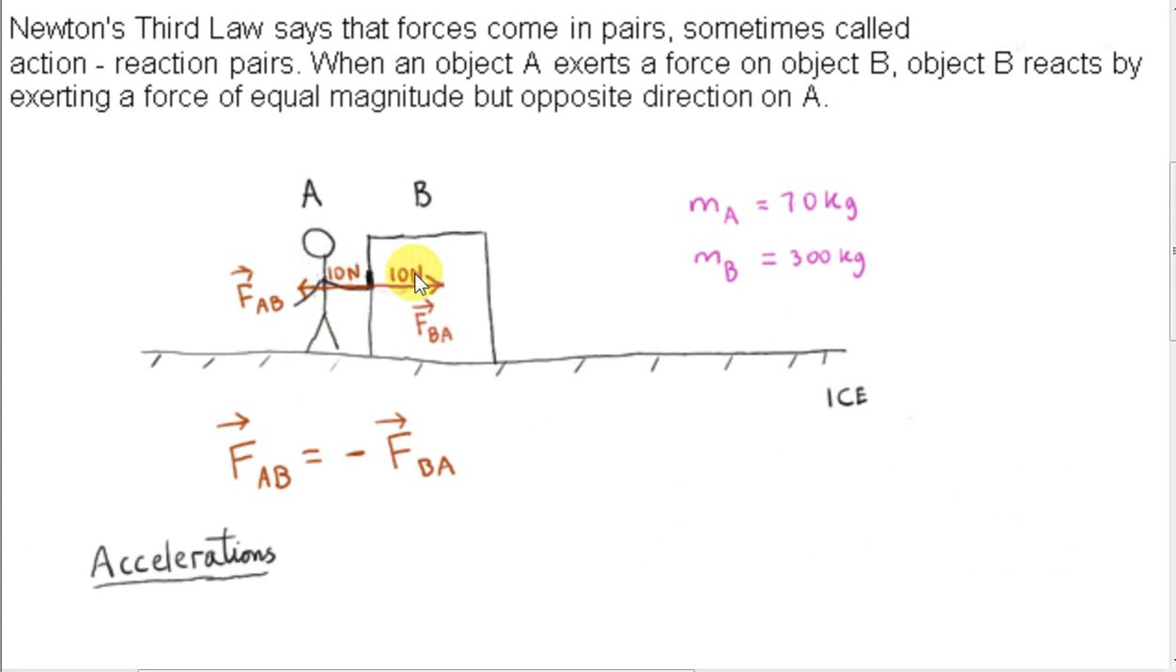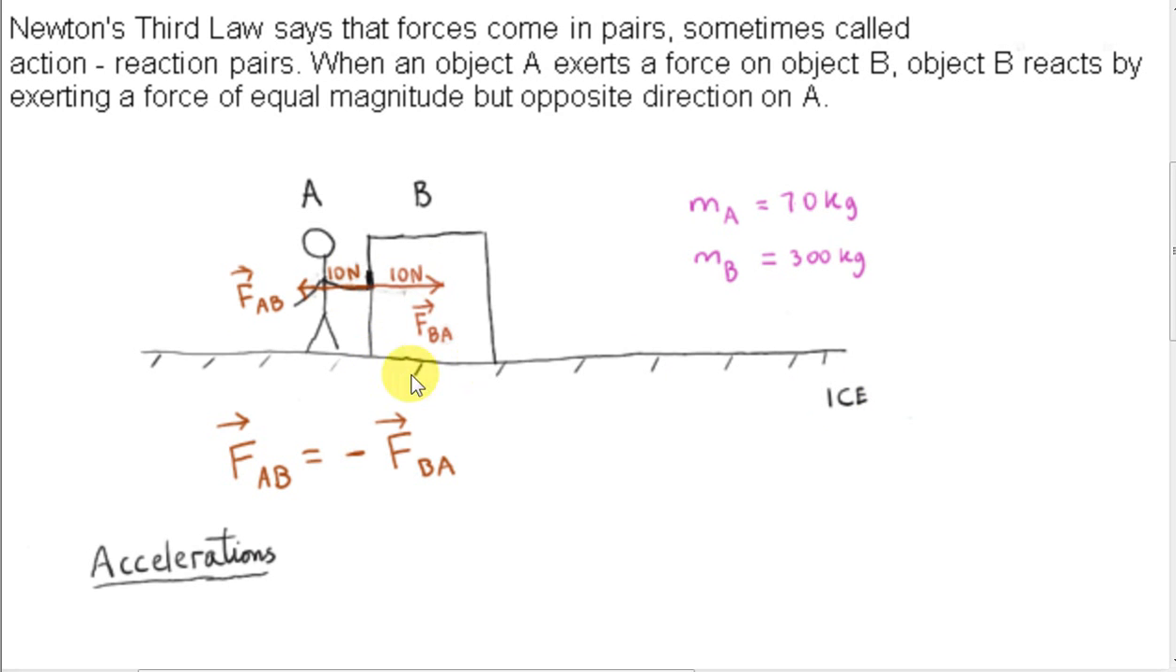Now, let's go and get the acceleration of both of these objects. I've set both of these objects on ice, so there are no other horizontal forces acting on these two objects. The only horizontal forces acting on each of these objects is the mutual contact force, which has a magnitude of 10 newtons. We're assuming that the surfaces are perfectly smooth. In reality, they're not perfectly smooth, but ice is pretty close.